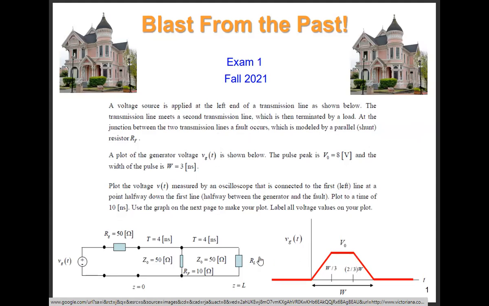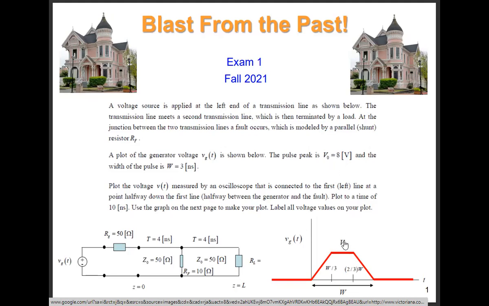The transmission line here meets a second transmission line. So this is line 1, this is line 2, which is terminated by a load. Looks like it got chopped off though. Sorry about that. But it's supposed to say RL equals 50 ohms. I'll correct that later.